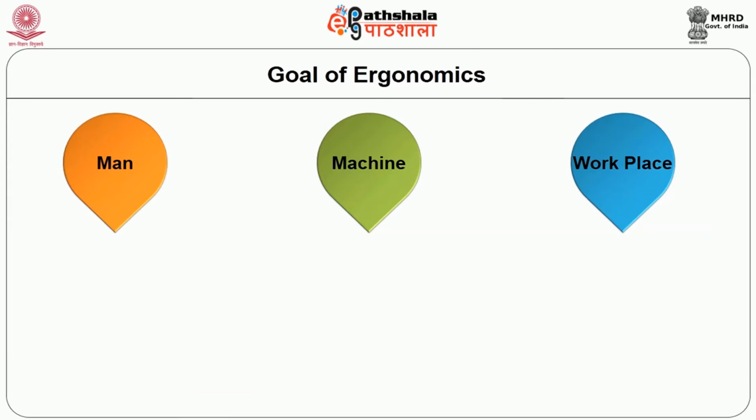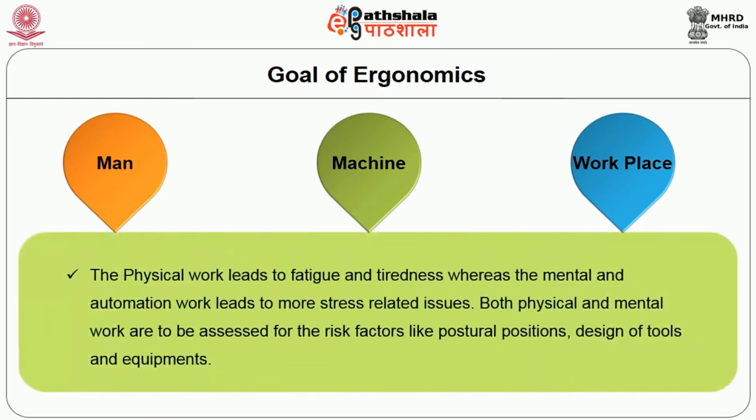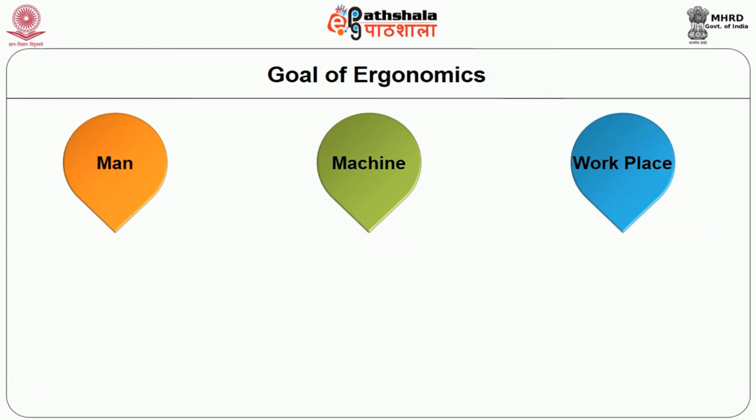Let's look now at the second one, the machine or the work. The physical work leads to fatigue and tiredness, whereas the mental and automation work leads to more stress related issues. Both physical and mental work are to be assessed for the risk factors like postural positions, design of tools and the equipment. Let's look at the last one, the environment, the workplace.